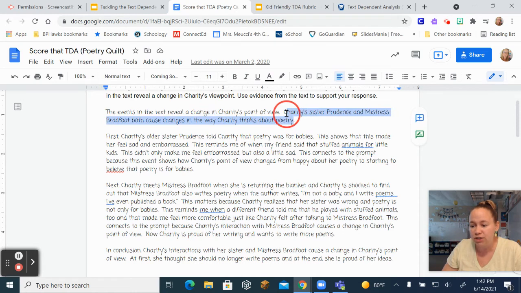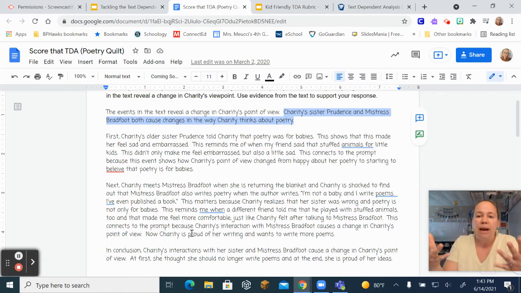So here's my answer to that, what they wanted me to analyze. Here's the answer. Notice that my boomerang brings it back to that when I say, "This connects to the prompt because Charity's interaction with Mistress Bradfoot causes a change in Charity's point of view." See, I talk about the change in her point of view. Now Charity is proud. So we talk about making a connection and the boomerang effect: put it out there and bring it back to your first paragraph.